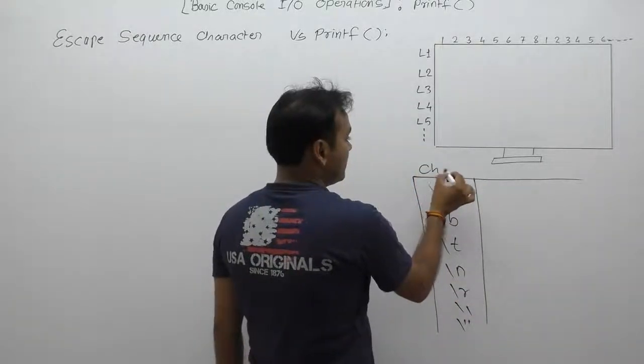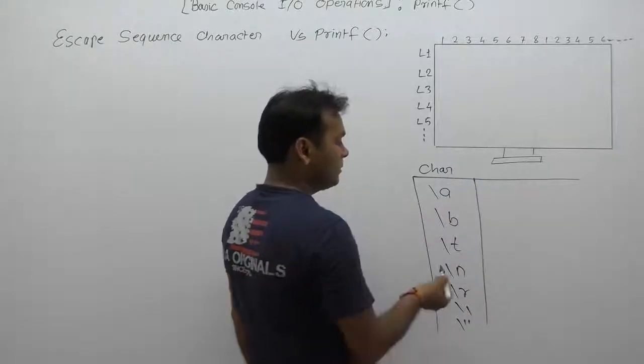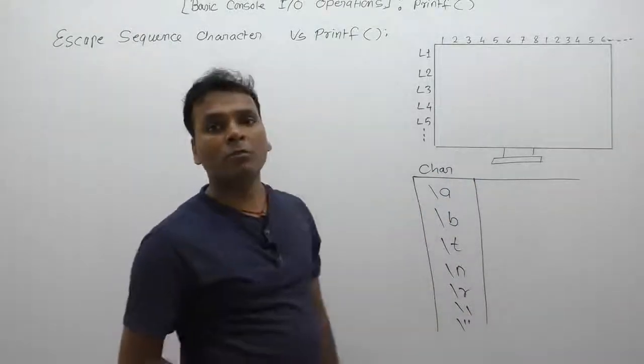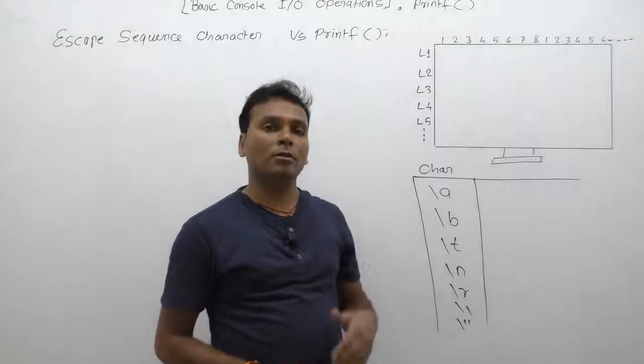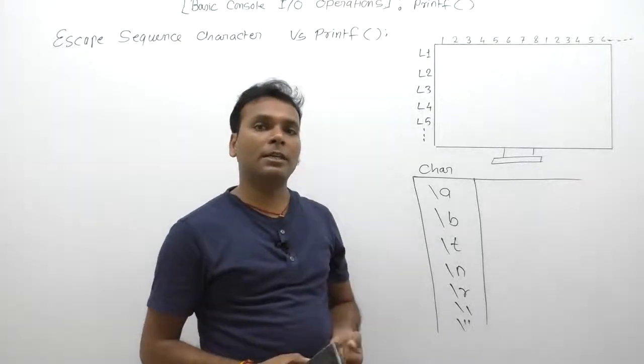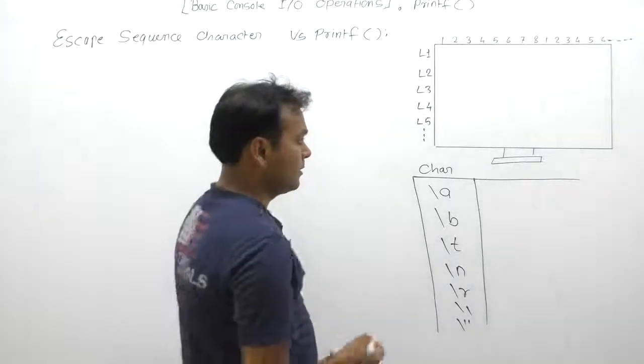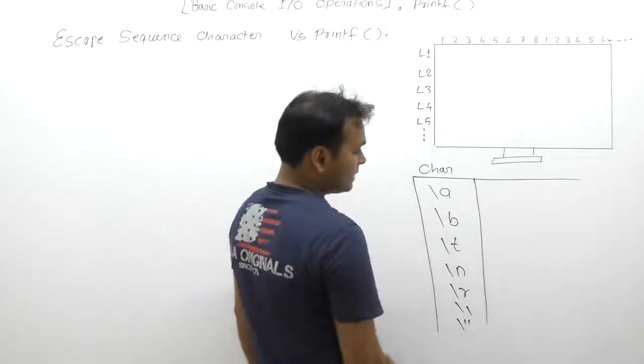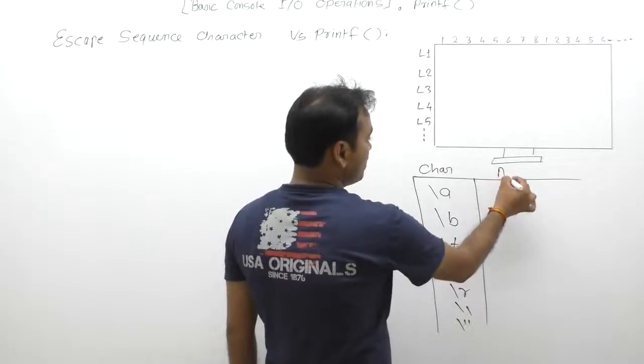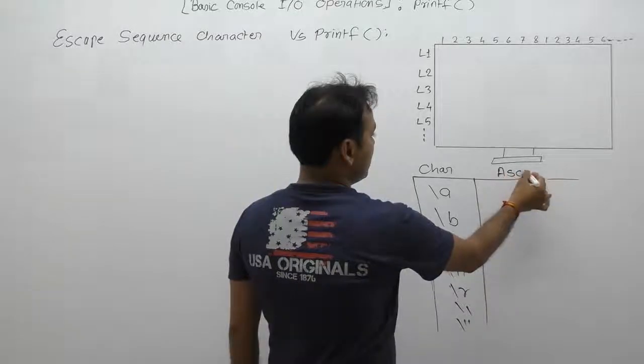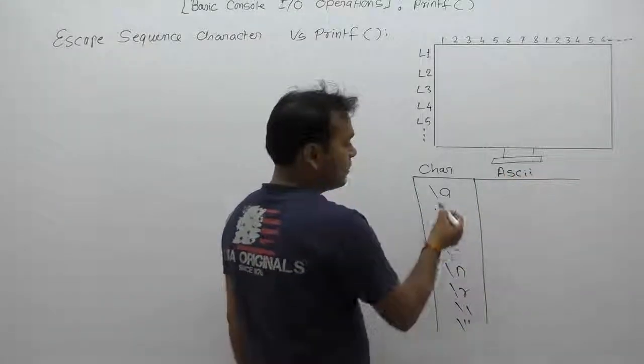Every character will be stored inside memory in the form of ASCII values, printable characters as well as non-printable characters. Non-printable or escape sequence characters are also stored in the form of ASCII values. Then what is the ASCII value of different symbols?